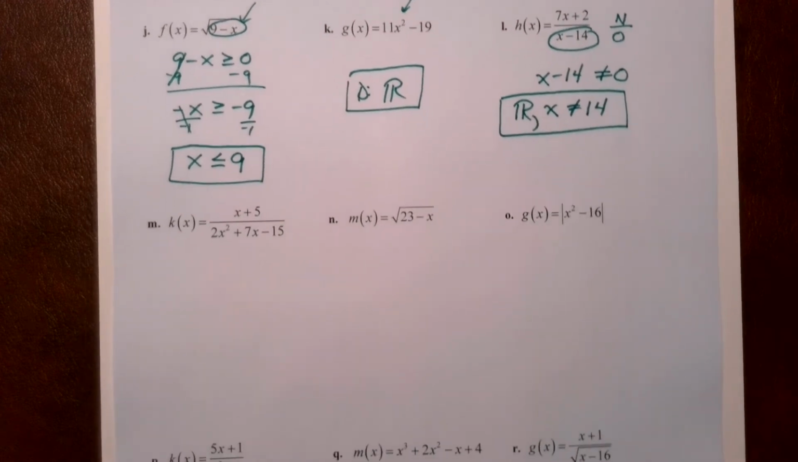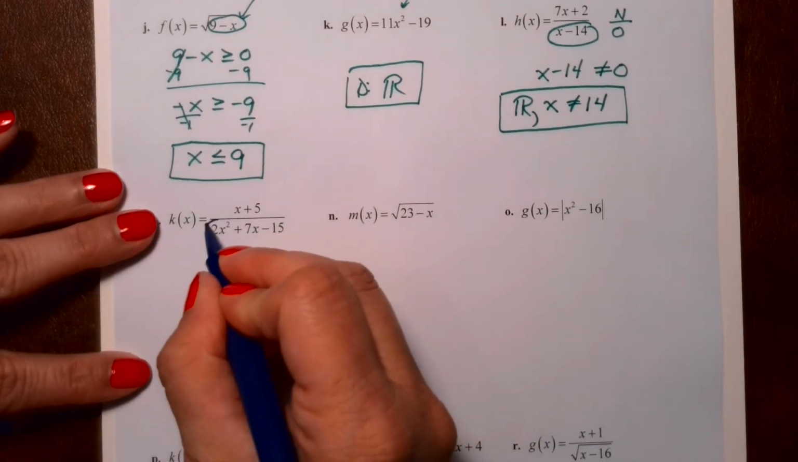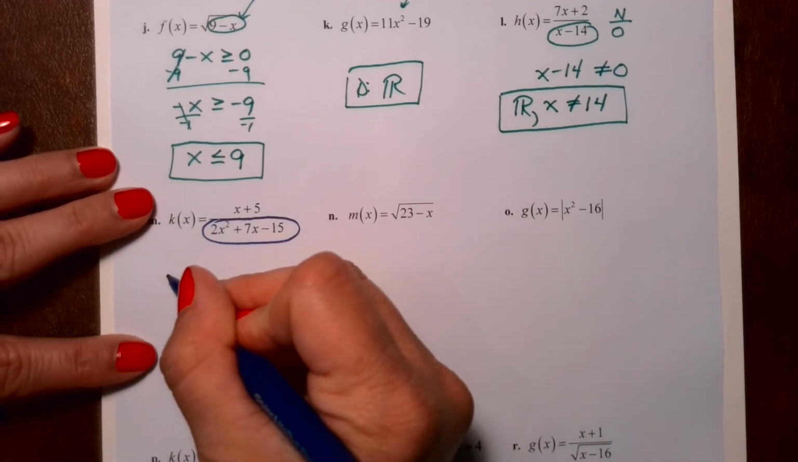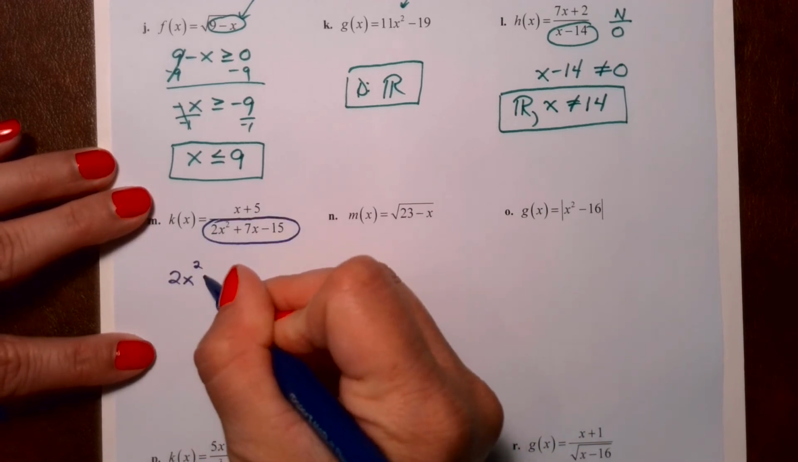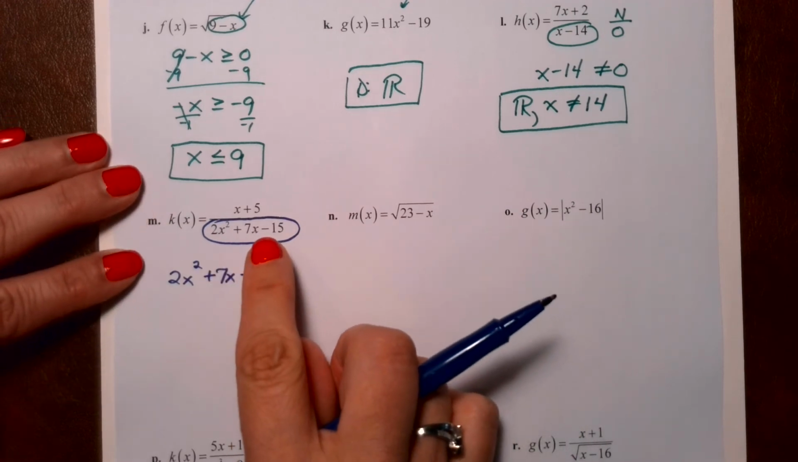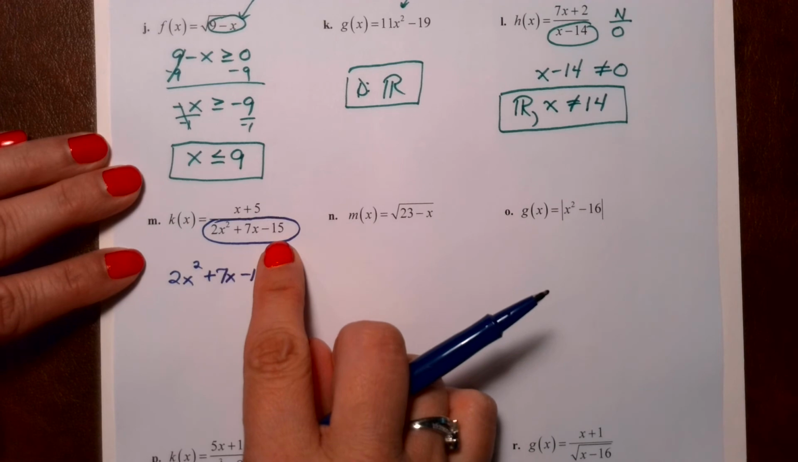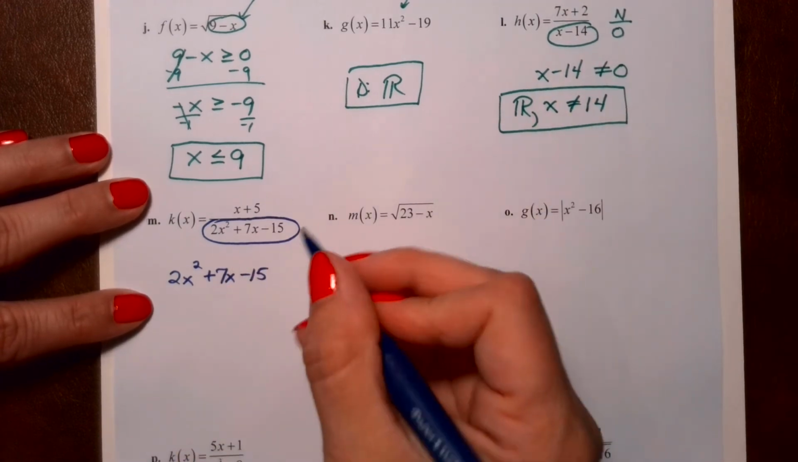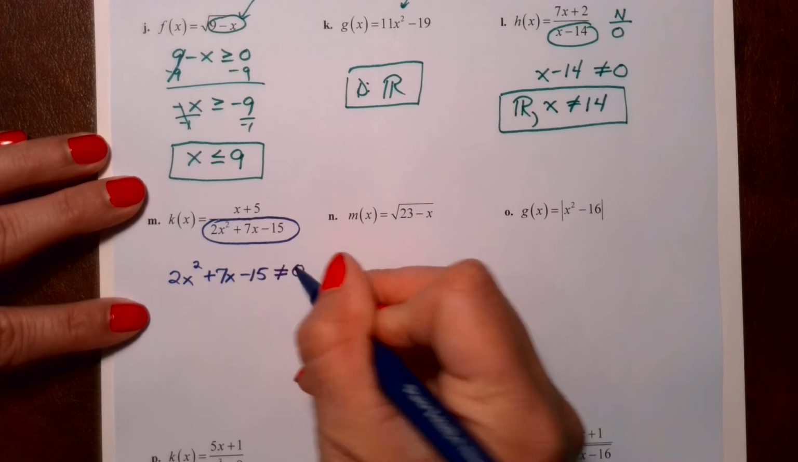Letter M. I see a denominator. Circle the denominator. Step 2, you write down the expression in the denominator. Now you have to think, what's the problem with denominators? Denominators do not want to equal 0. Do not equal 0.